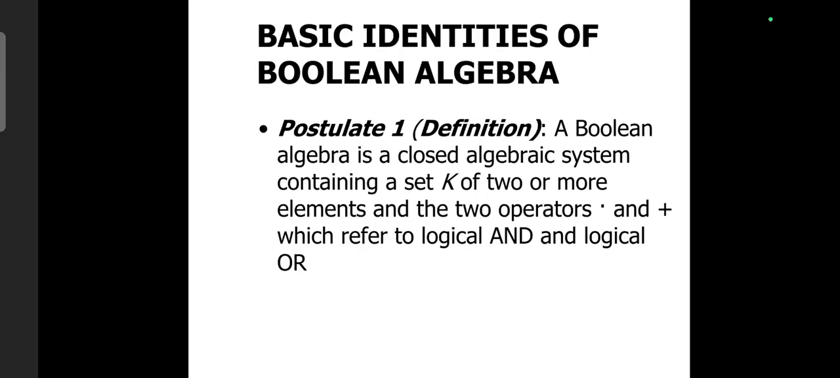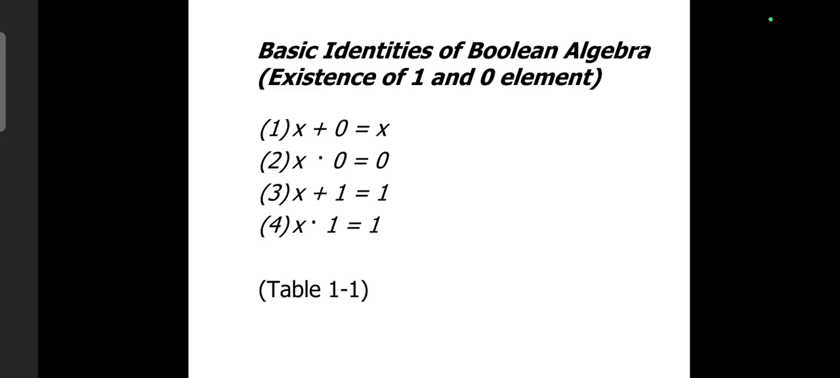Boolean algebra contains several fundamental identities. So first, these come under postulates and basic identities. First, let us examine identities involving 0 and 1.